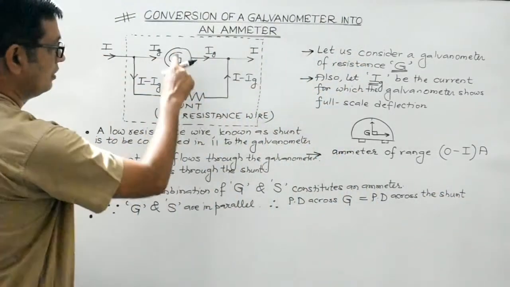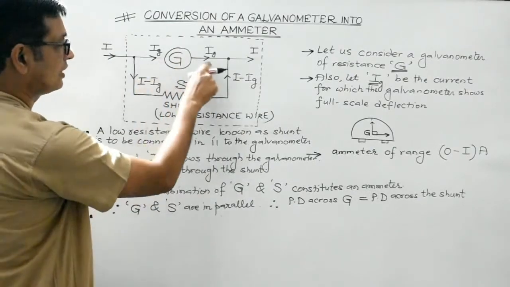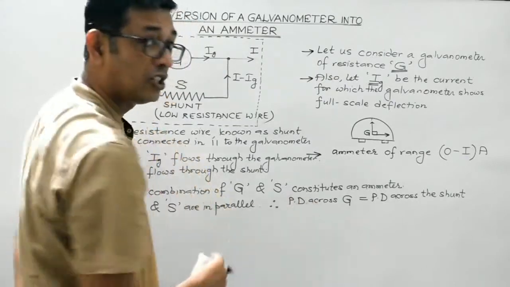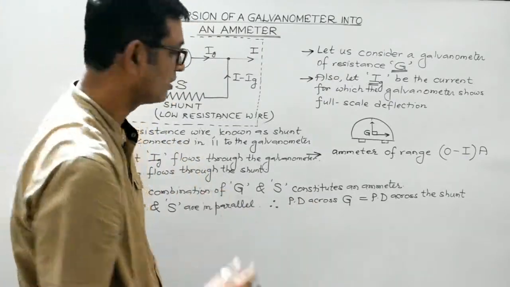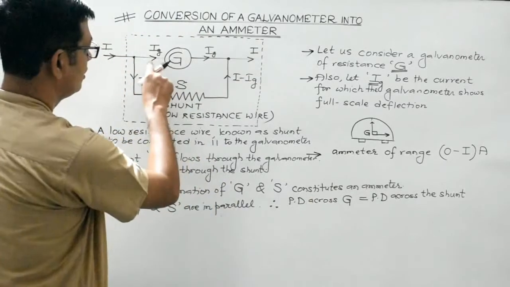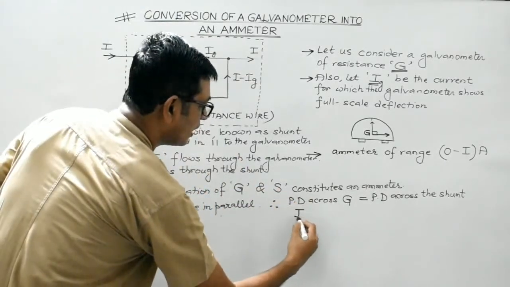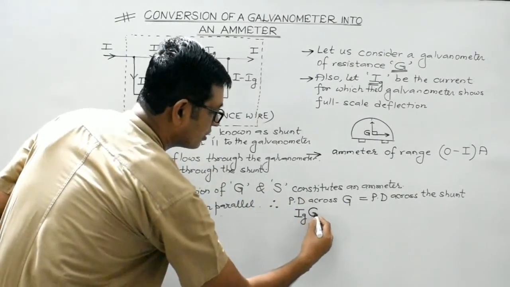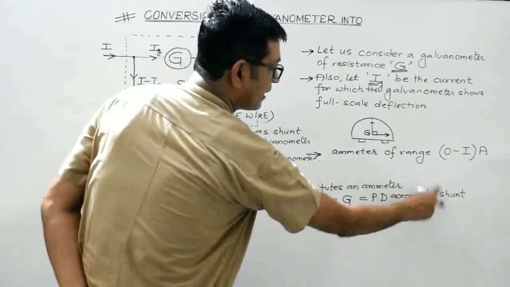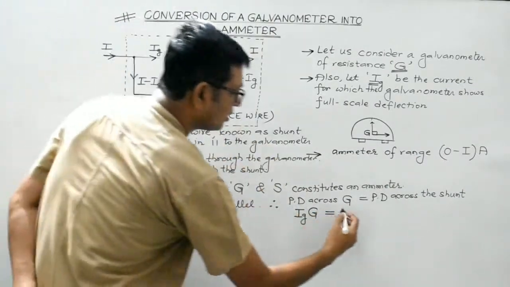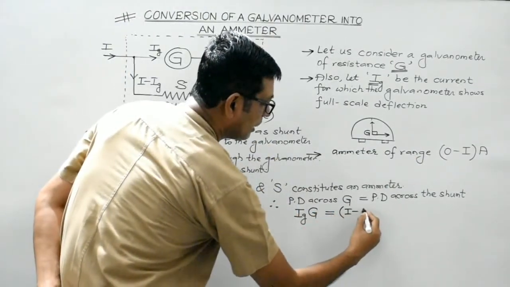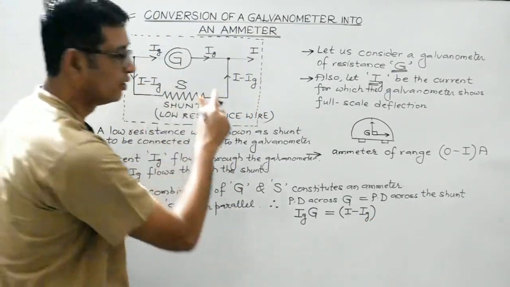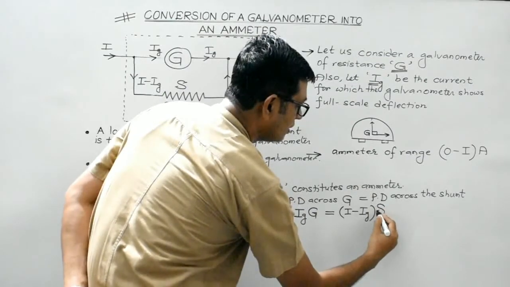Okay, these two are in parallel, therefore the PD across the galvanometer would be equal to the potential difference across the shunt. Potential difference is current multiplied by the resistance. So PD across G: the current flowing through the galvanometer is Ig, and the resistance offered by this galvanometer is considered to be capital G, isn't it? PD across the shunt: the current flowing through the shunt is I minus Ig, and the value of the resistance of this low resistance wire is S.